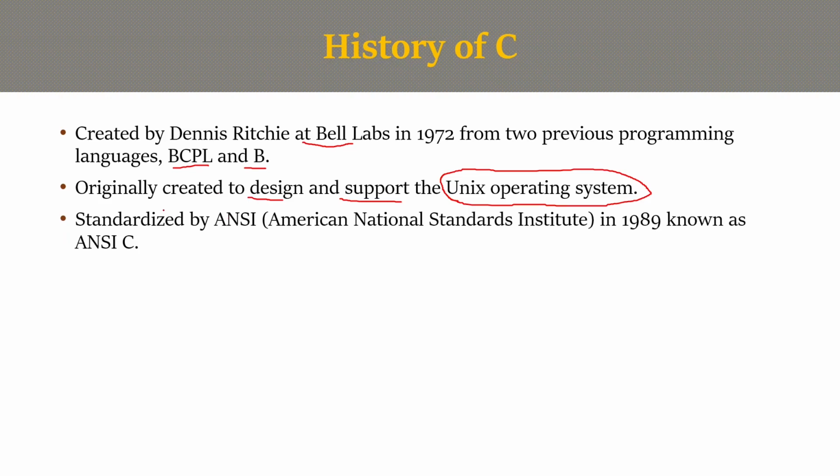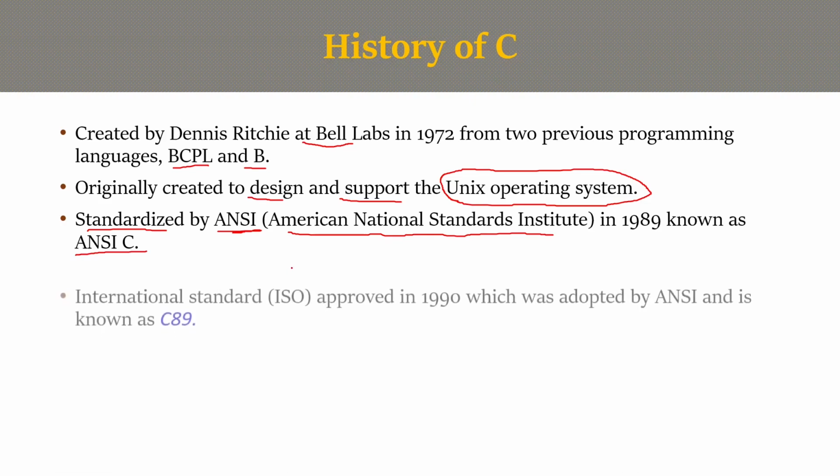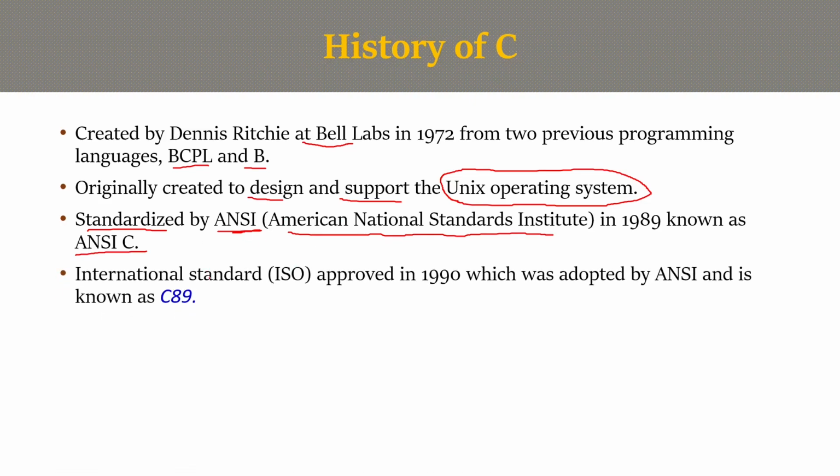Later on, C was standardized by ANSI, the American National Standards Institute, and in 1989 it became known as ANSI C. Then the international standards organization ISO approved C in 1990, and it was later adopted by ANSI and known as C89.